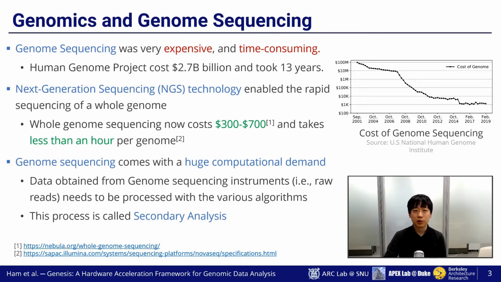Genome sequencing instruments do not directly provide the entire base pair sequence of the genome under study. Instead, they provide a set of fragmented genome sequences that need to be processed with various algorithms to construct a single genome sequence. The process of identifying the single genome sequence and some additional metadata is called secondary analysis. Secondary analysis consists of many different algorithms. The exact process heavily varies according to the goal of the analysis and the type of genome sequencing instrument used.